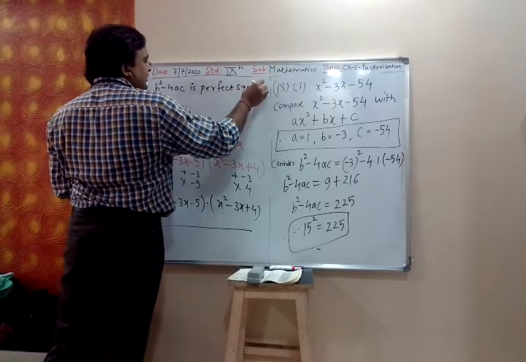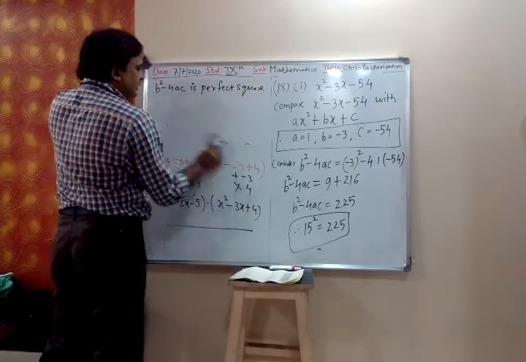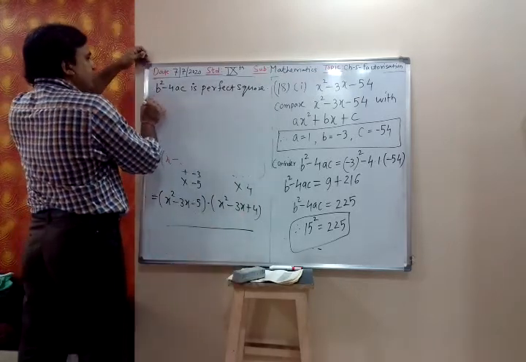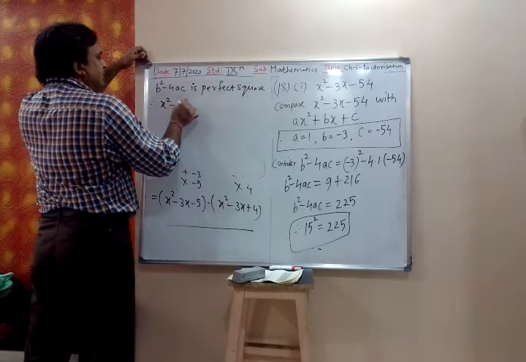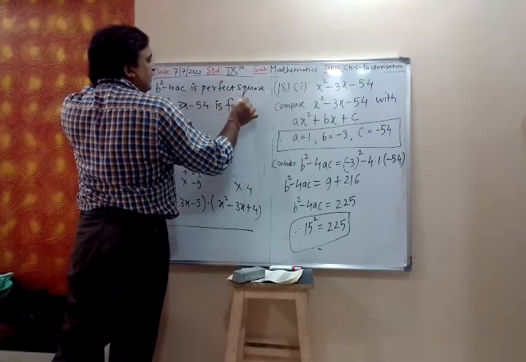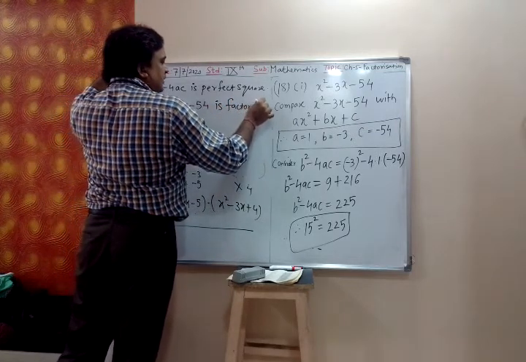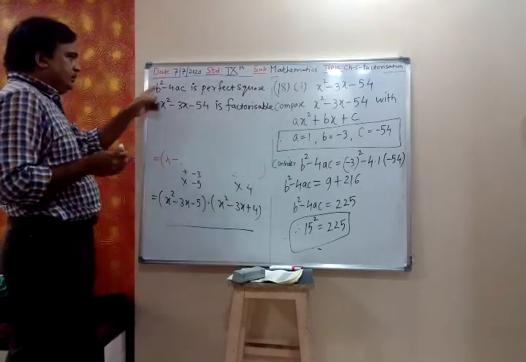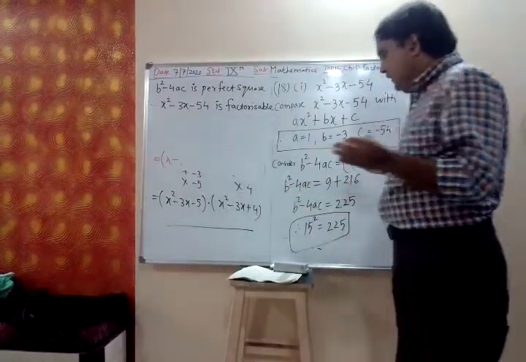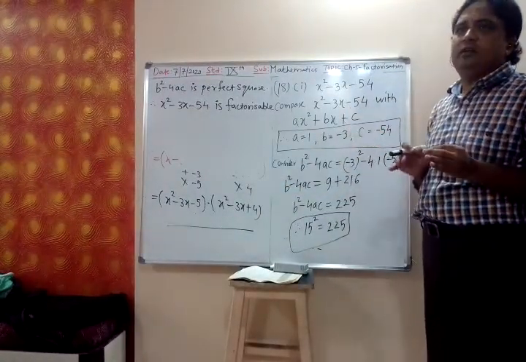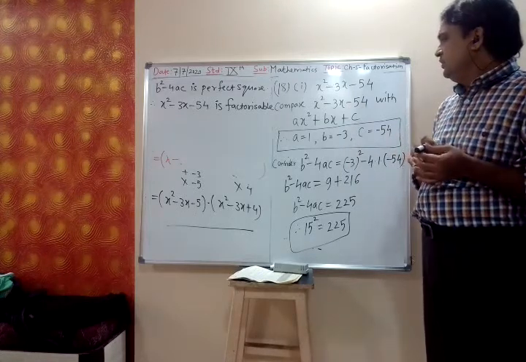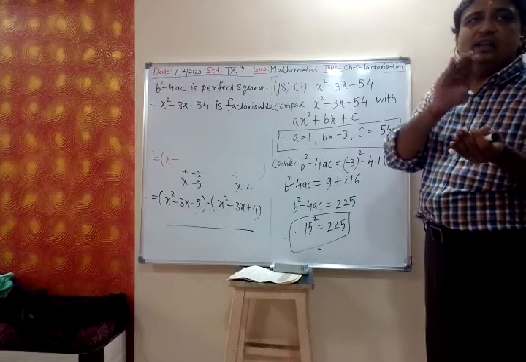So if b square minus 4ac is a perfect square, then the given quadratic is factorizable. That implies x square minus 3x minus 54 is factorizable. So this is the condition. Are you getting? No. See what is asked, whether this quadratic is factorizable or not. To check the condition whether it is factorizable. Yes, that is the condition.